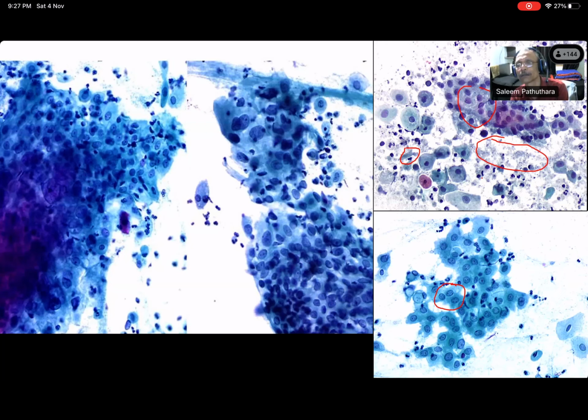Correct. Satisfactory for evaluation. You can actually see inflammatory cells in the background. There is inflammation. So what will be your first diagnostic step? Is it atrophy or otherwise normal? So I will add atrophy first, because of the large number of parabasals, predominance of parabasals. So my first diagnostic step will be atrophy. Second diagnostic step will be, as you said, reactive cellular changes associated with inflammation, right?